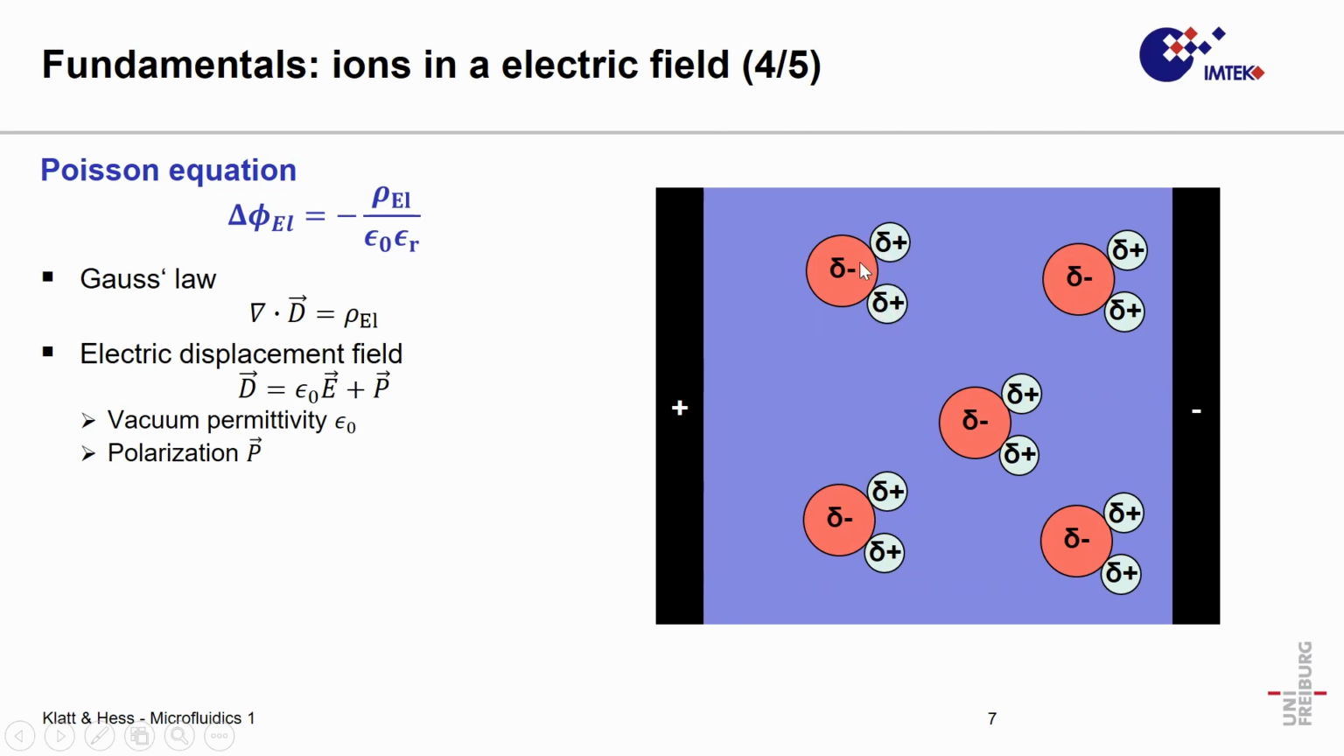So if you have bipolar molecules like H2O, they will change their direction according to the applied electric field. So the negatively charged parts of the molecule will point in the direction of the positively charged electrode and vice versa. And this positioning of the molecules will lead to the creation of an electric field, which is described by the polarization P.